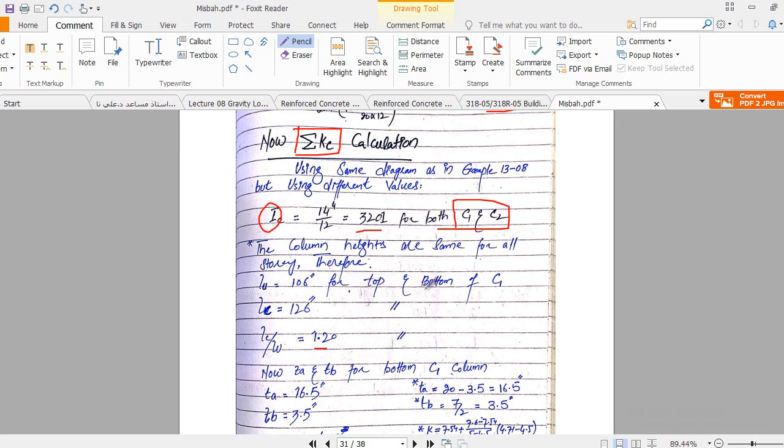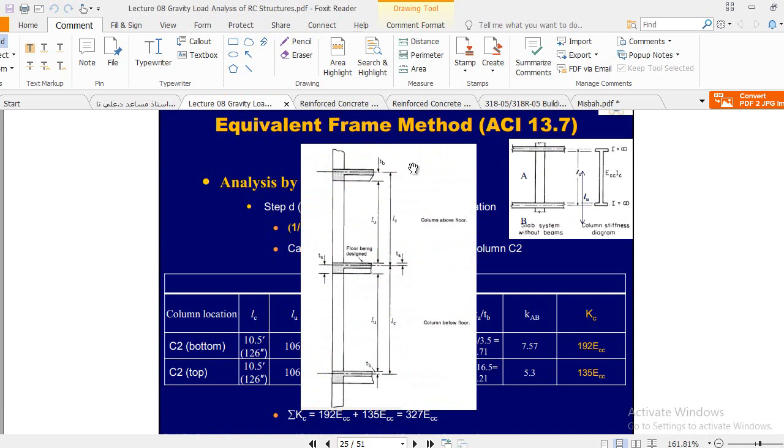This is good news. For top and bottom of C1, now for the C1 column, what will be the top and bottom? As we know that our heights are the same, our LC and LU will be the same for all stories. This is good news, because sometimes it is different. I already did one example in lecture number 2. When it is different, it will lengthen your calculation.